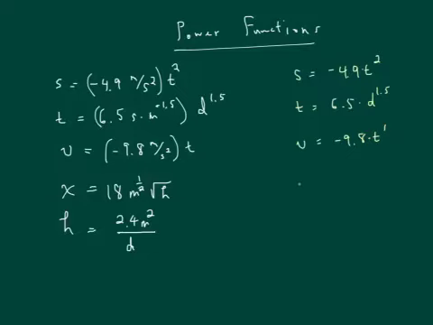The next one we could write as x equals 18 h to the 1/2. And then finally, h is equal to 2.4 times d to the negative 1, because whenever there's something in the denominator, we could bring it into the numerator by making its exponent negative.